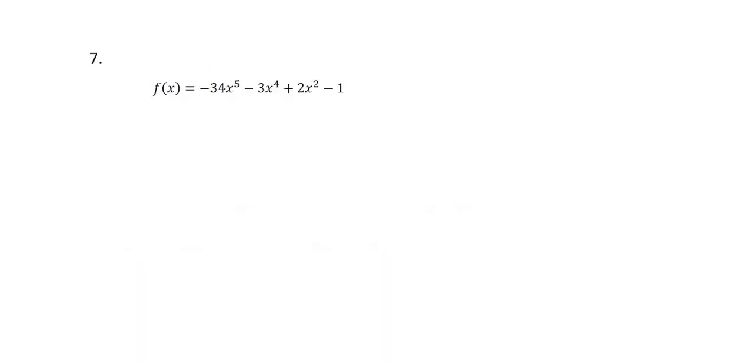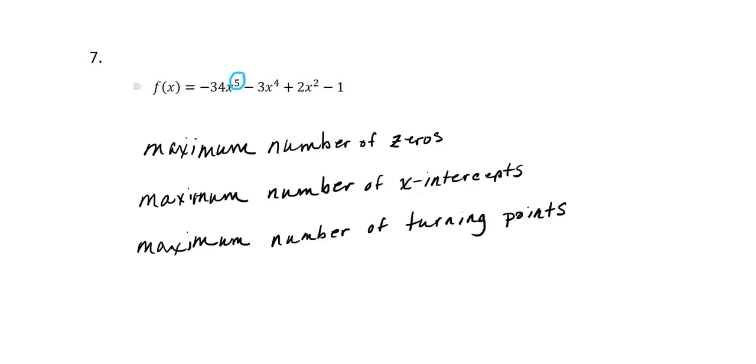Okay, for problem 7, I have a polynomial. Degree is 5. It's the biggest exponent. The maximum number of zeros is going to be 5. It's the same as my degree. The maximum number of x-intercepts is also going to be 5. The maximum number of turning points is the degree minus 1, or n minus 1. So in this case, 5 minus 1, which is 4. So a maximum of 4 turning points.